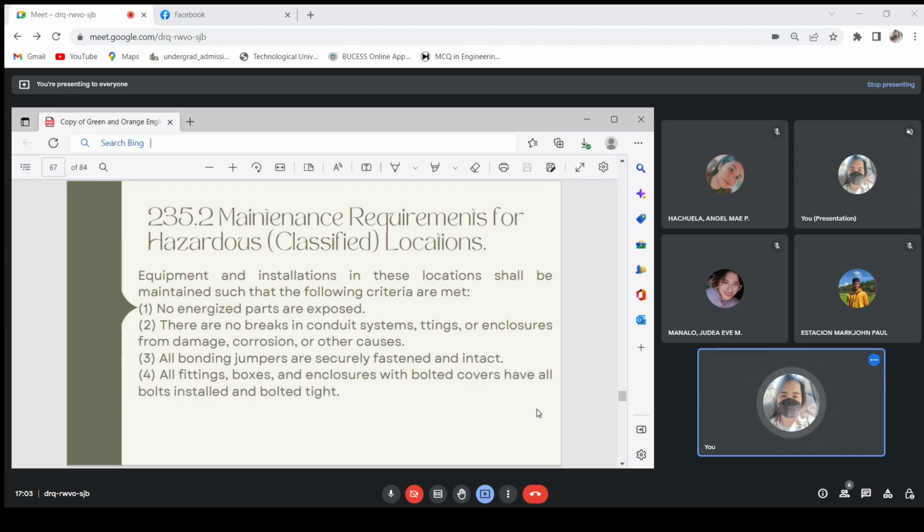No energized part is exposed. There are no breaks in conduit system, fittings, and enclosures from damage, corrosion, and other causes. All bonding jumpers are securely fastened and intact. All fittings, boxes, and enclosures with bolted covers have all bolts installed and bolts tightened. Tapos ang ginagawa ng mga inspector dito, since hazard nga at classified location to, all the maintenance personnel and inspector tsaka yung test, they all exercise more than the ordinary care in maintenance of these locations.